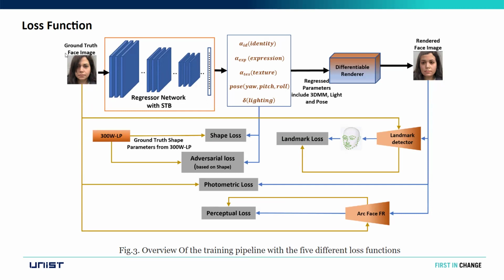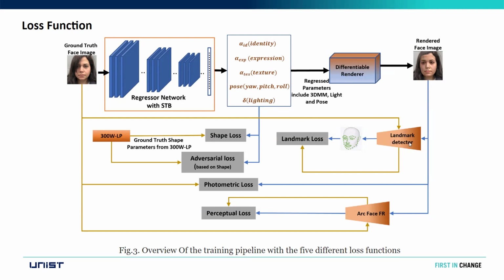Given the ground truth face image, they use the Swin transformer block to regress the identity, expression, texture, and pose of the image, and also the lighting, in order to render the input image. So lighting is very important in order to render any given face image. They use differentiable rendering to render the face and to calculate the loss.